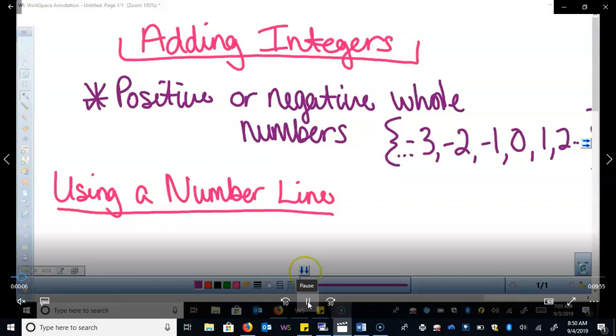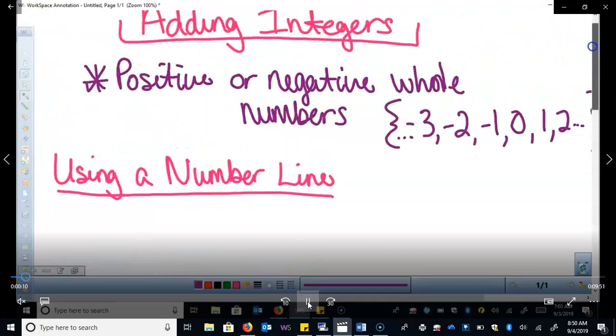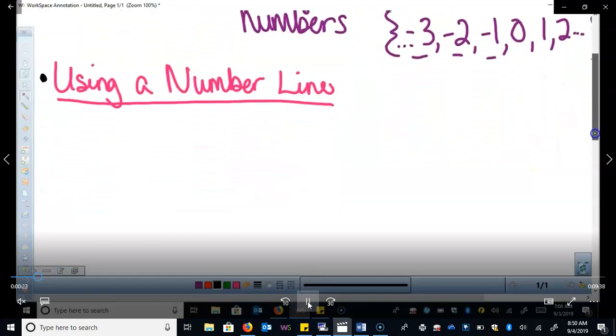Now remember that an integer is a positive or negative whole number. For example, we have -3, -2, -1, 0, 1, 2, and so on and so forth, okay? I'm going to teach you a couple different ways to add integers. The first way is to use a number line.